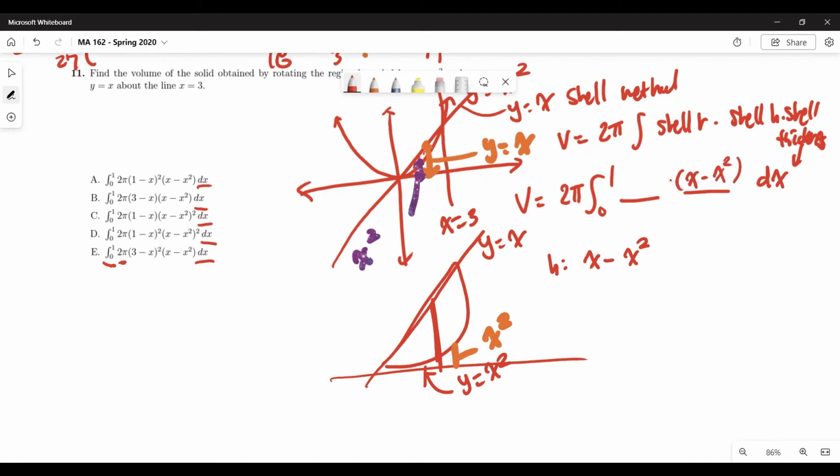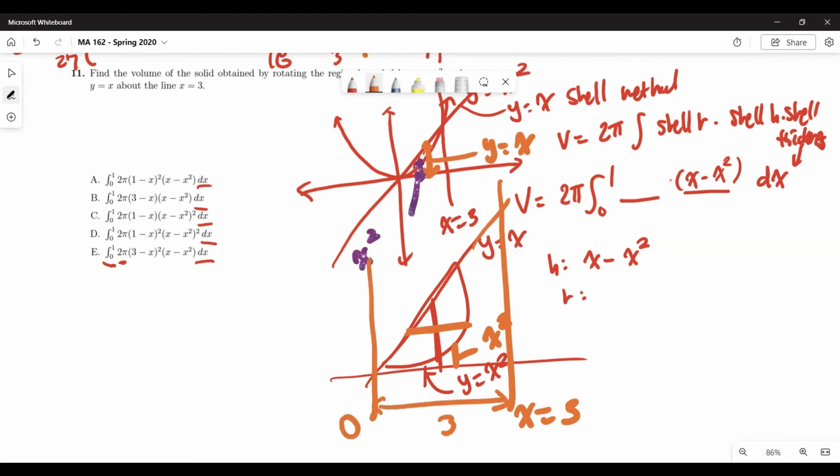Okay, we have that. And we want to find the radius, which is this line. If you look at it closely, x equals 3. So we just want this much line, and the entire thing is from 0 to 3. So the entire thing is 3. And this much stuff is y equals x, so this is x. And we just want this much line, all the way up till here, which is why we do 3 minus the smaller radius, x. So our volume is 2 pi, 0 to 1, 3 minus x, times x minus x squared dx.